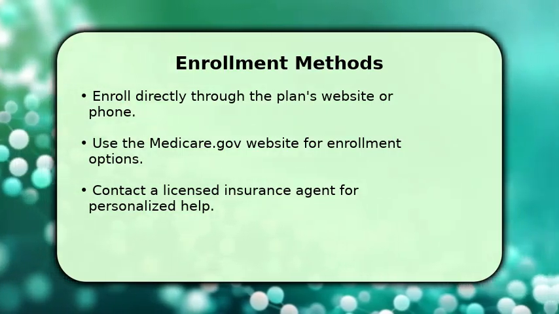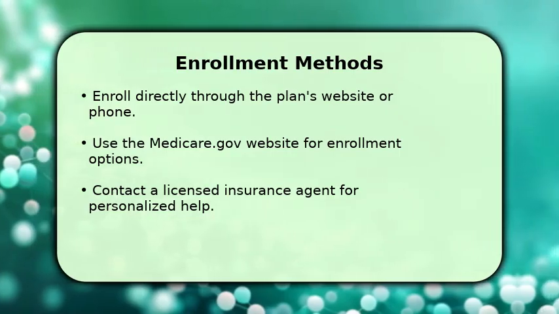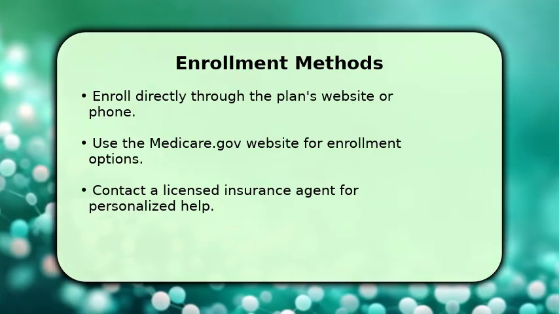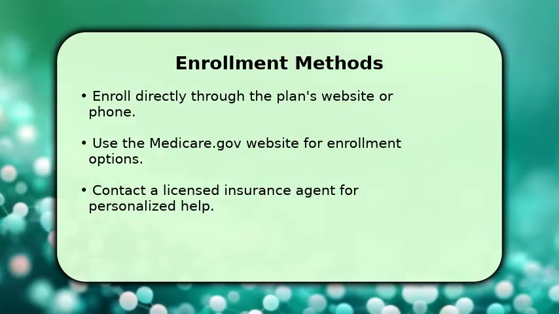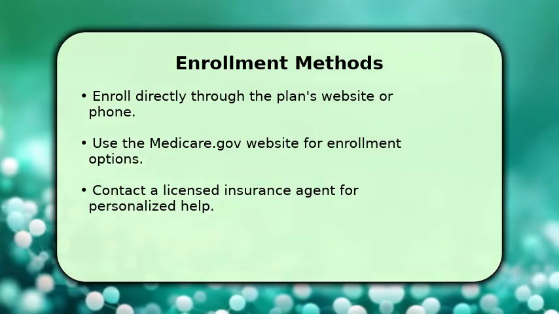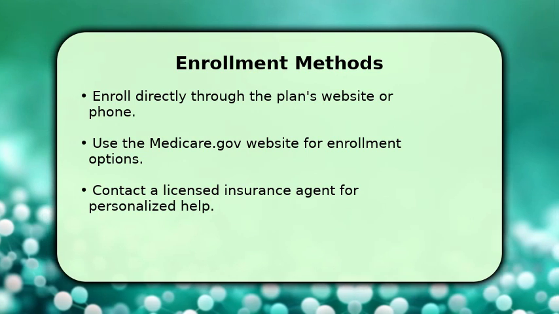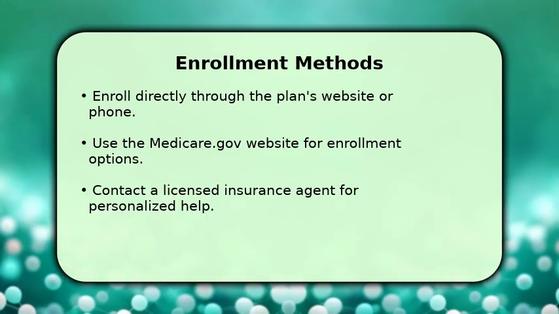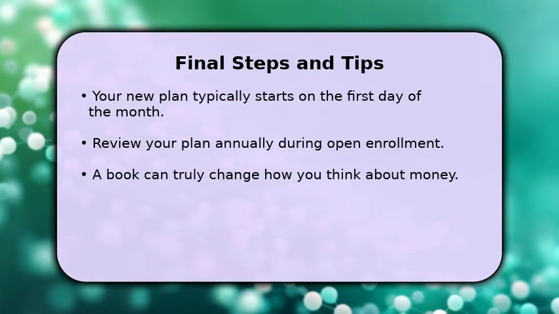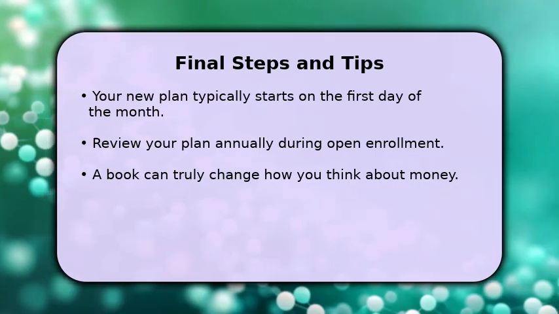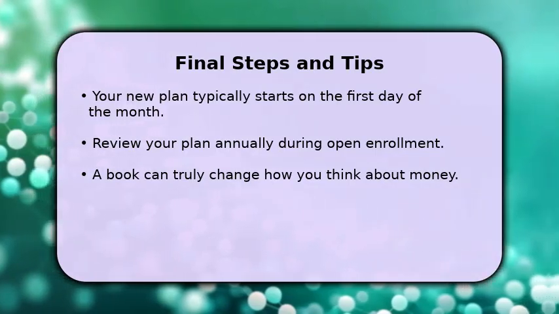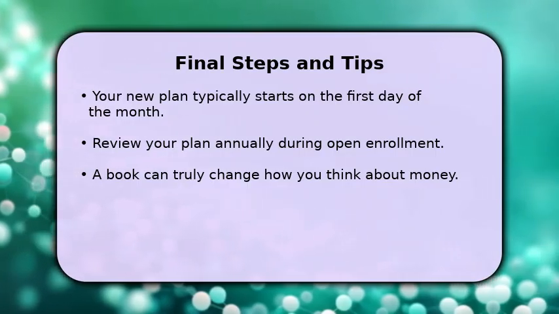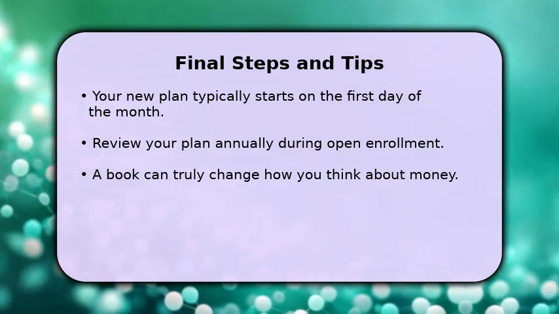You can apply directly through the plan's official website or by calling their customer service number. The Medicare.gov website also provides tools and links for enrollment. For personalized assistance, consider reaching out to a licensed insurance agent who can guide you through the choices. After enrolling, your new Medicare Advantage plan usually becomes active on the first day of the following month. Remember to review your plan annually during the open enrollment period to ensure it still meets your needs.